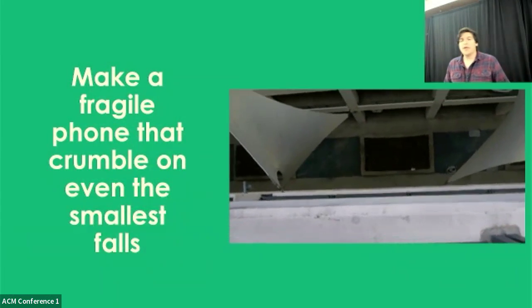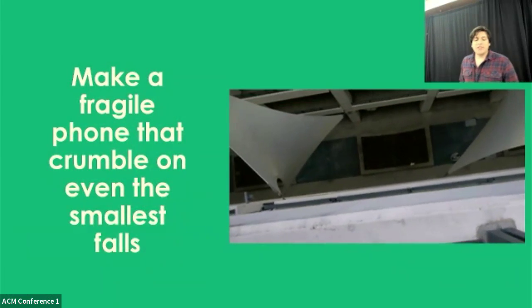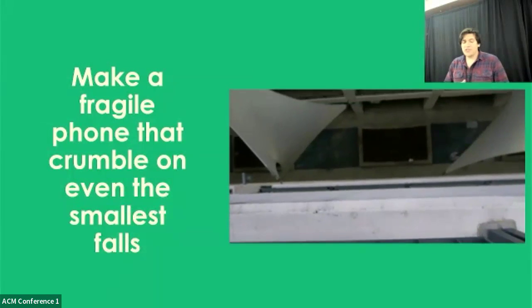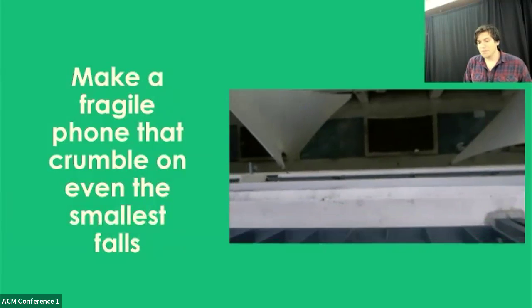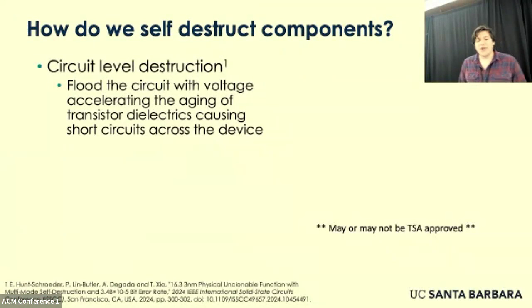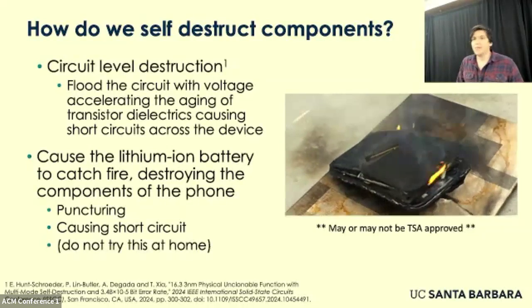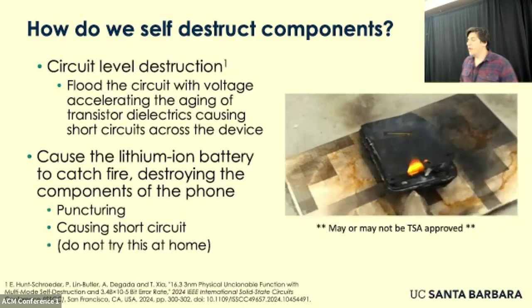What if we just made a phone that was so bad that when it touched the ground, it simply evaporated? Not only does this require no fall detection mechanism, but in fact, it just works every time. It works for the tiniest of falls, for the largest of falls. It always works. But on the other hand, what if we could just self-destruct our components? So we have some kind of circuit level destruction. We flood our memory circuits with voltage whenever we notice a fall. Or my personal favorite, what if we just cause the lithium ion battery inside the phone to absolutely blow up either via puncturing or causing a short circuit when a fall is detected?